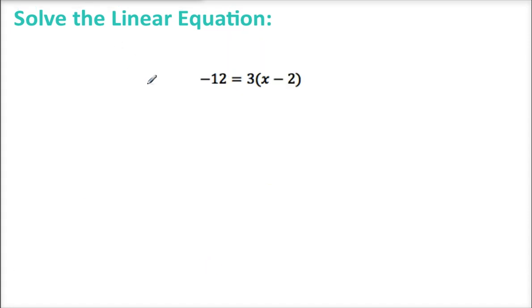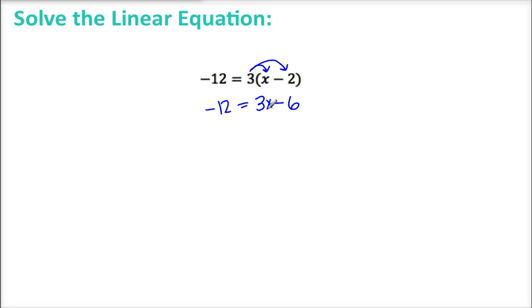Another example. This one's a lot like the last one. We need to simplify the expressions on each side. So this side, I see parentheses, so that means distributive property. The 3 is going to be multiplied by everything inside the parentheses. So 3 times x is 3x. 3 times a negative 2 is negative 6. Make sure you keep track of those signs. Okay, and this is still equal to the negative 12.